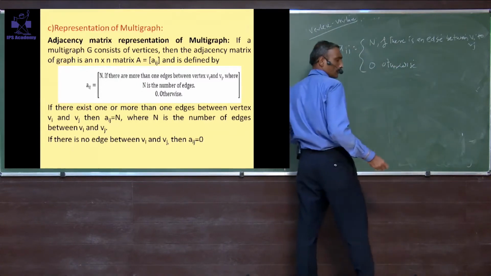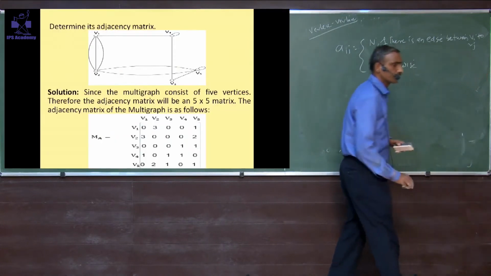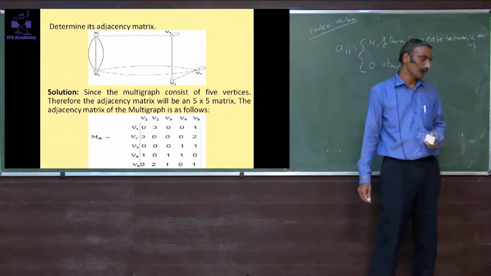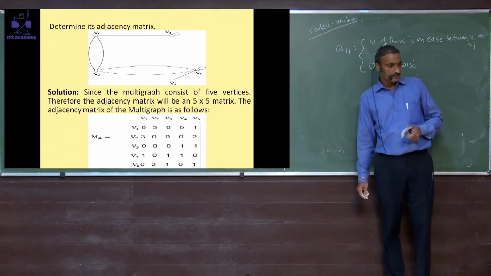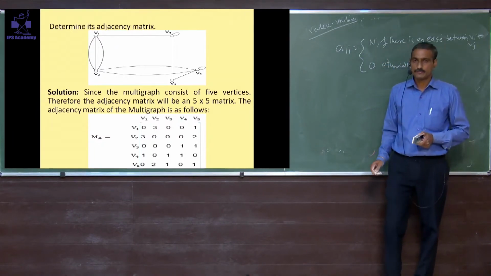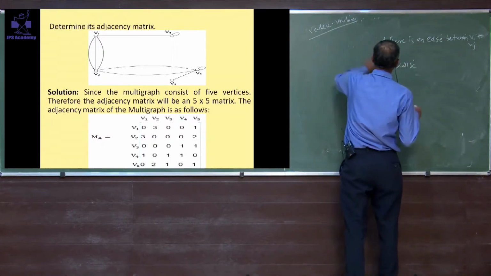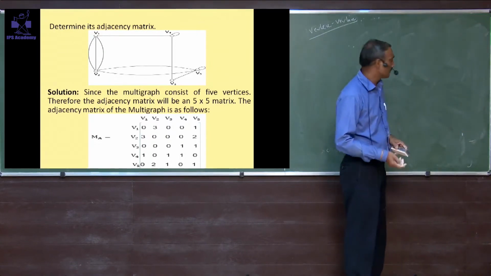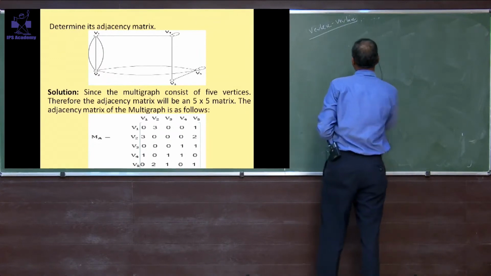So we consider an example here. This is an example of a multigraph, which has both self loops and parallel edges. Now we take this example, and for this example, what will be the adjacency matrix?